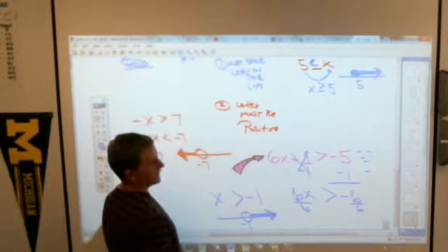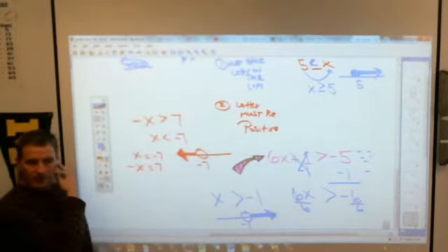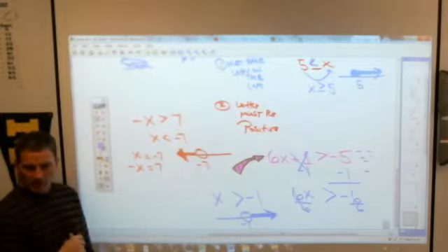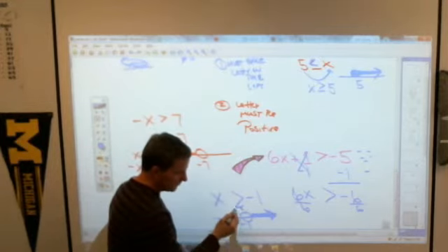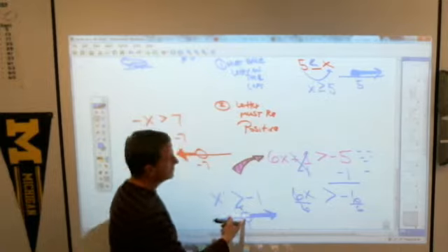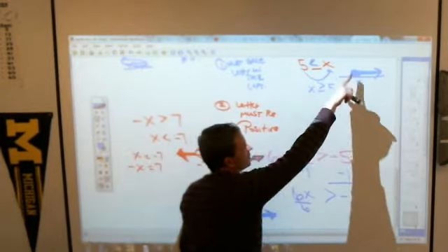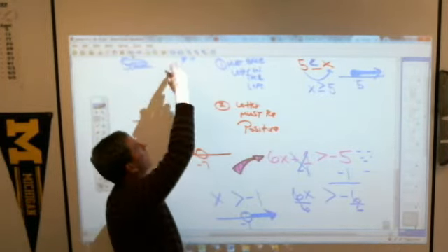How many people actually got pretty much to that point? We're at our national average there. If there's a little equal sign, it's closed. No equal sign, open. Equal sign, closed. That's a good question. Always want to check that.